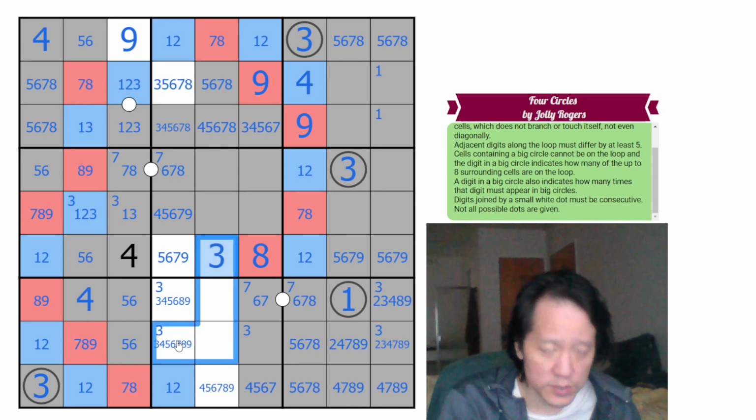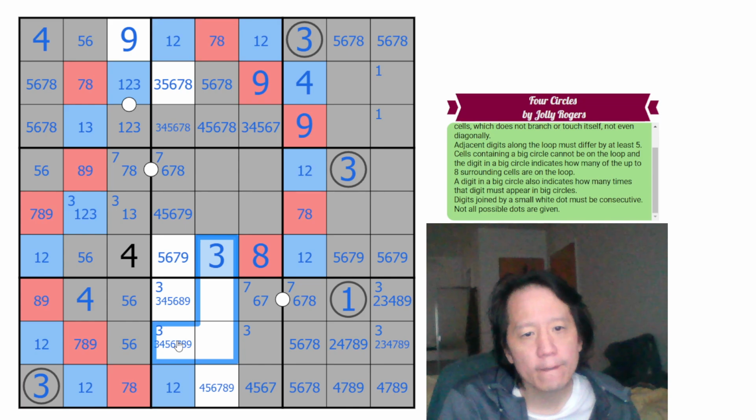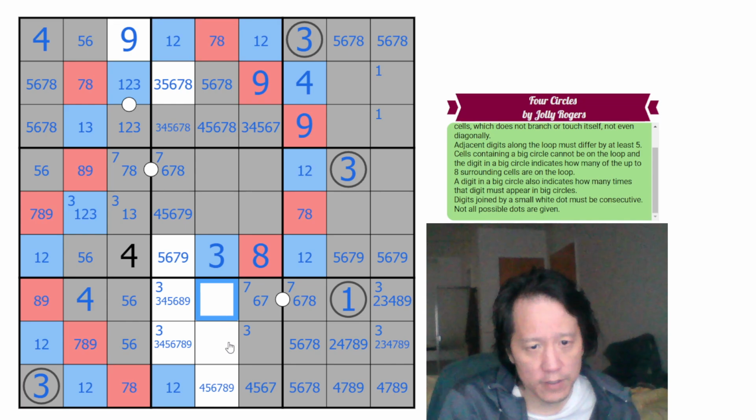If it goes this way, this would have to be 8 or 9 low, which would be 1 or 2, and then 7, 8, or 9. Yeah, I'm not seeing too much.